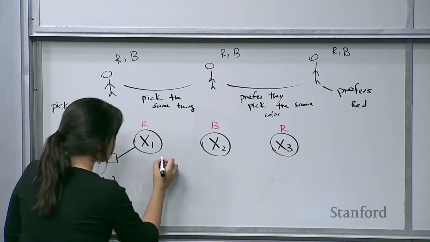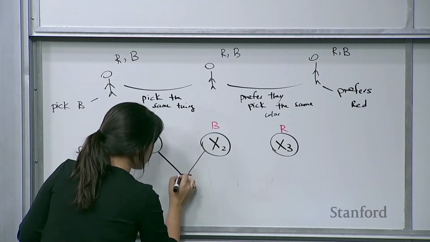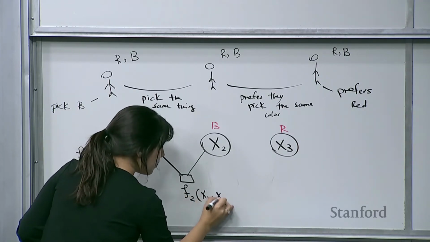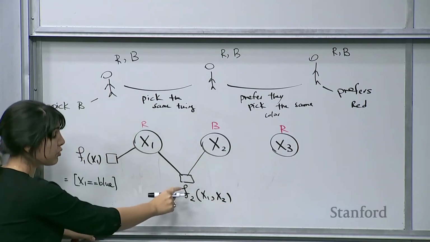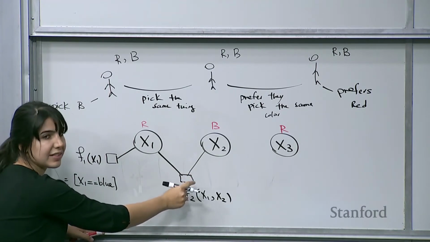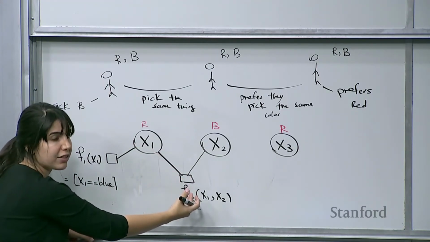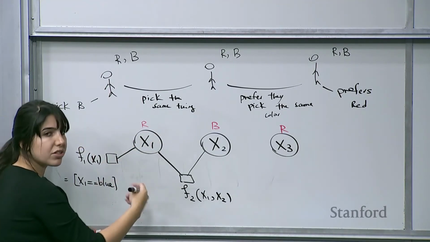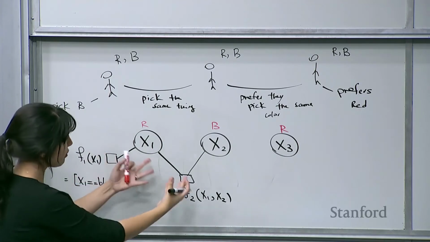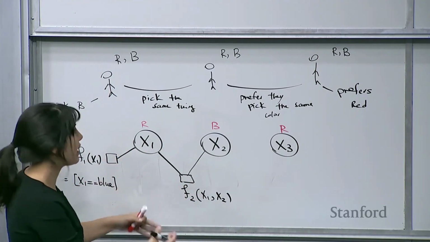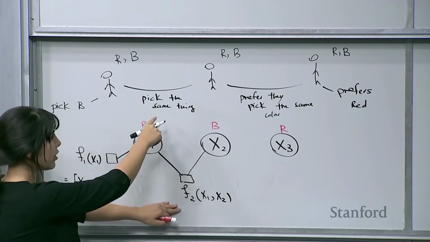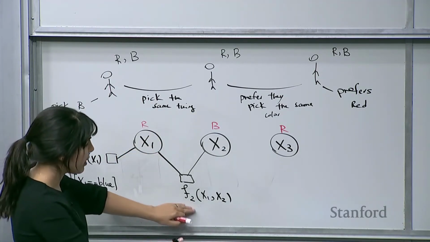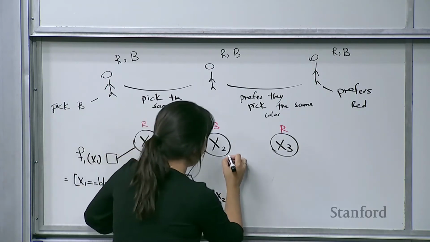Okay? So I'm going to have another constraint. This constraint is going to be f2. It's a function of x1 and x2. That's why it's connected to both of them. I'm going to draw these squares as showing where the factors are. So the circles are my variables, and the squares are my factors, these functions that tell me what the constraints are, the things that I need to satisfy. So f2 is going to somehow encode that they need to pick the same thing. Again, it can be an indicator function, making sure these two are equal to each other.